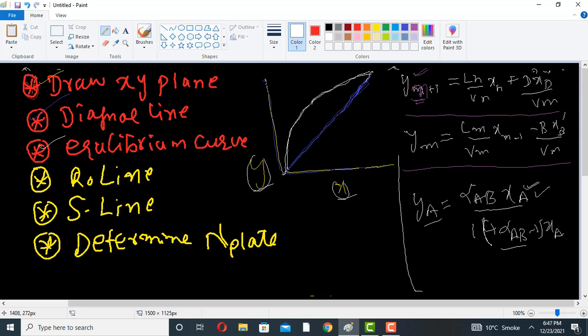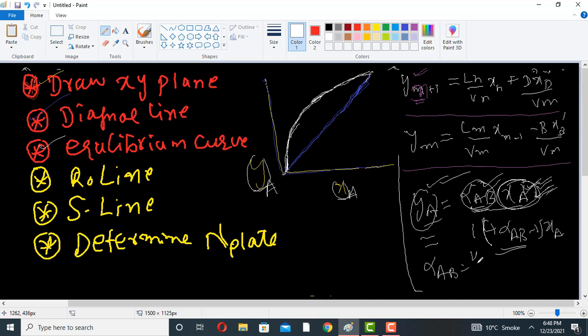So if we know the relative volatility, and if we know the X composition of the more volatile component in the liquid, this is XA, this is YA. So if we know the relative volatility of the AB mixture and the composition of the more volatile component in the liquid, then we will determine YA, and then we will plot these points on a graph, and we will obtain a curve like this, which is called the equilibrium curve.